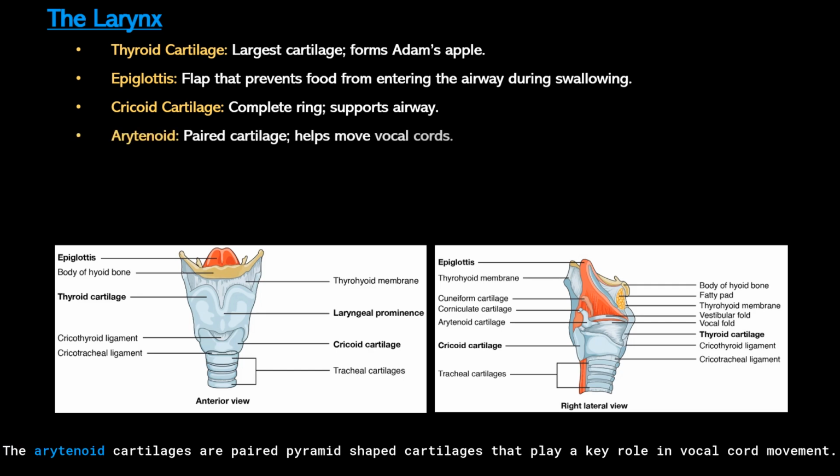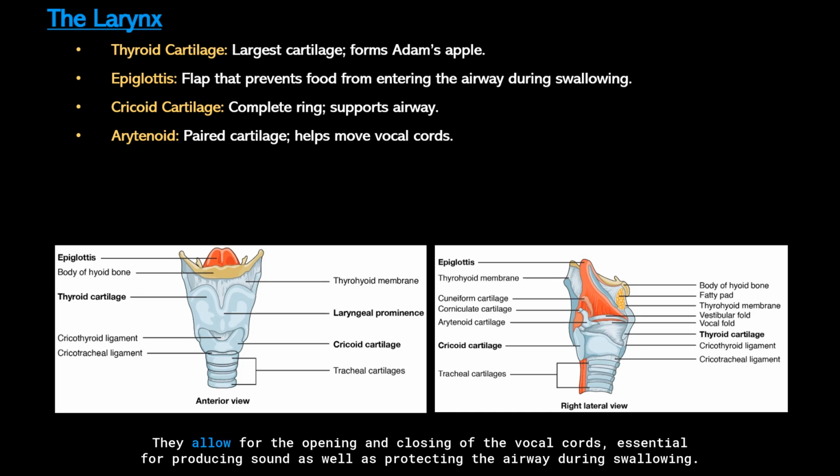The arytenoid cartilages are paired, pyramid-shaped cartilages that play a key role in vocal cord movement. They allow for the opening and closing of the vocal cords, essential for producing sound as well as protecting the airway during swallowing.